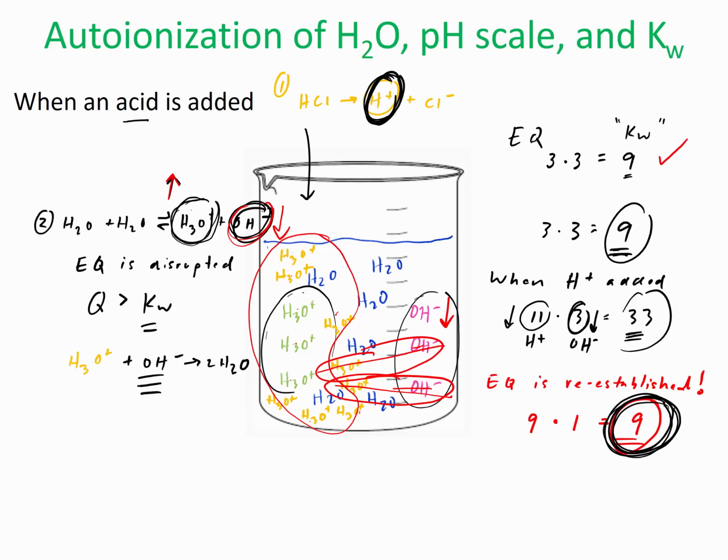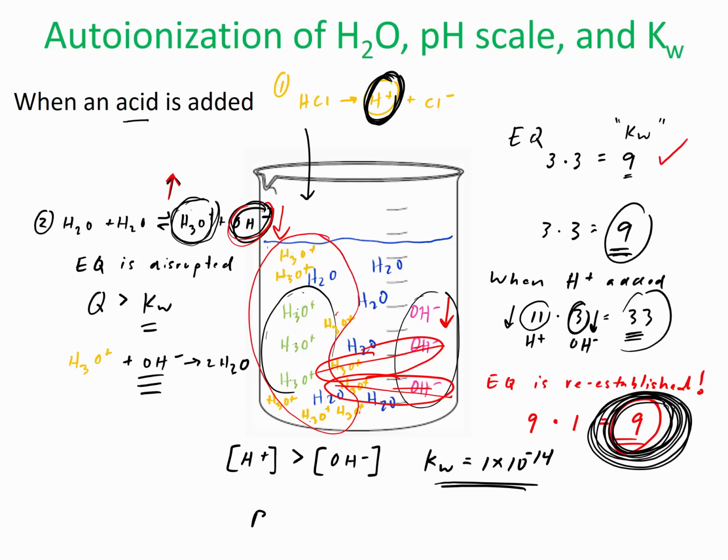But when you multiply them, it's got to get back to equal to Kw. So when you have an acid added, H+, or H3O+, ends up being greater than the concentration of OH-. But the multiplication of them will always equal Kw if it's at 25 degrees. And then our pH will end up being, if you take the negative log of bigger and bigger numbers, you get smaller results. So this is going to be less than 7 if you have an acid.